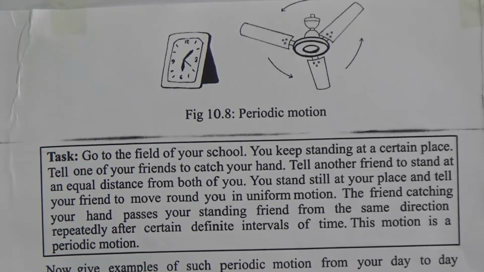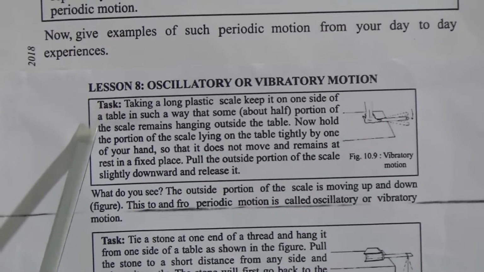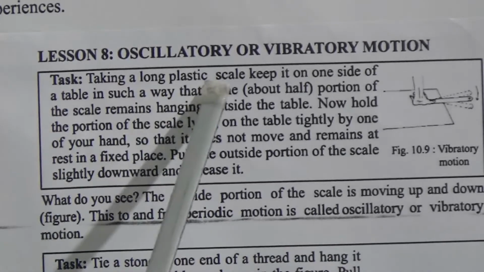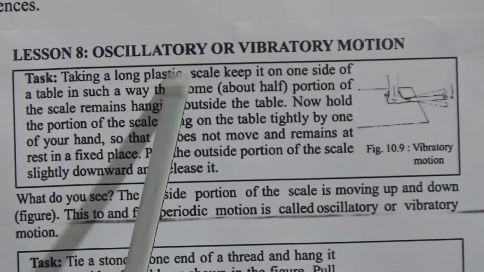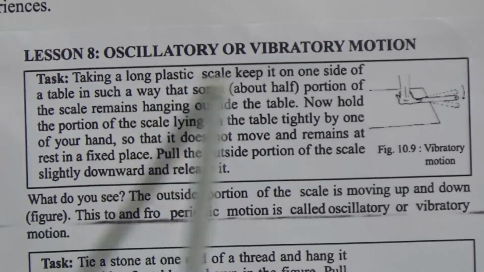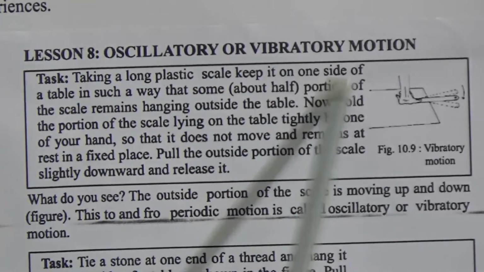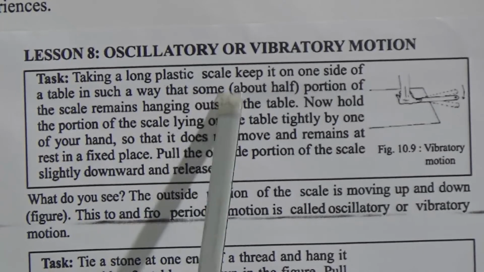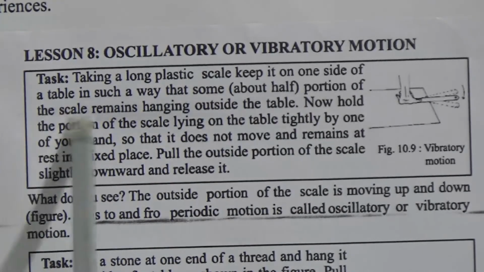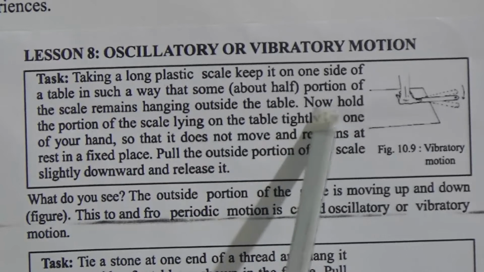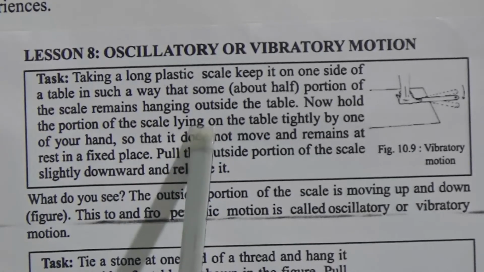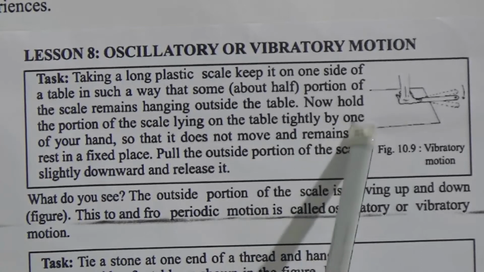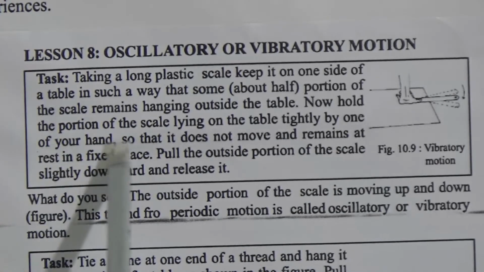Now, we will go to our oscillatory motion or vibratory motion. We will do a task taking a long plastic or steel scale. We are using a stainless steel scale here. Keep it on one side of a table in such a way that about half of the scale remains hanging outside the table, and hold the portion of the scale lying on the table tightly with one of your hands.